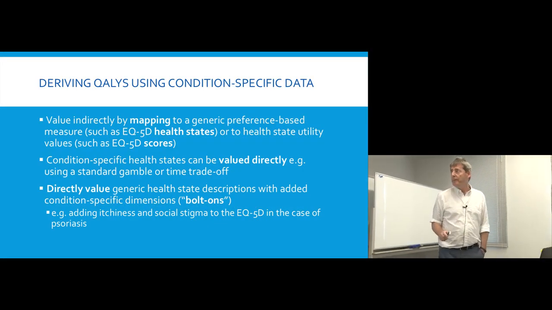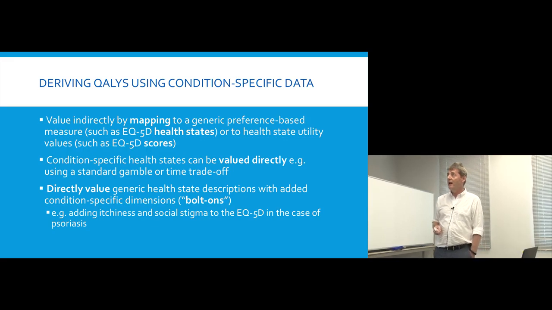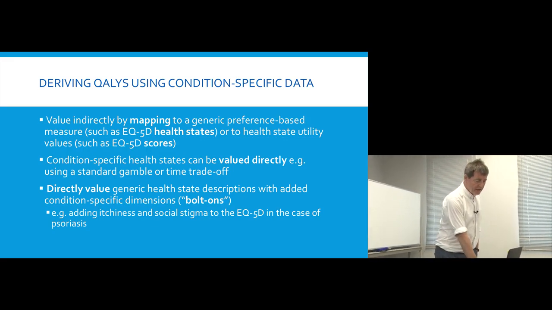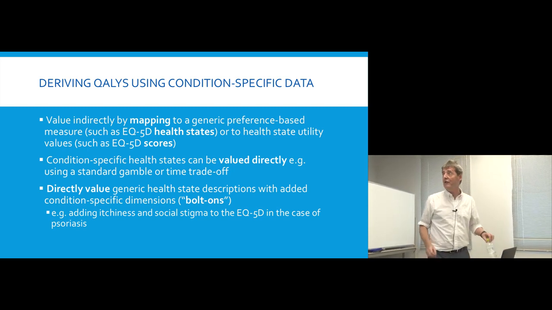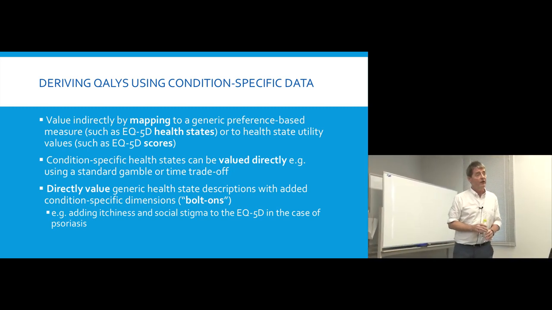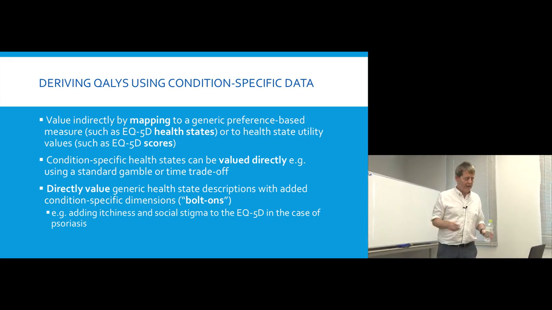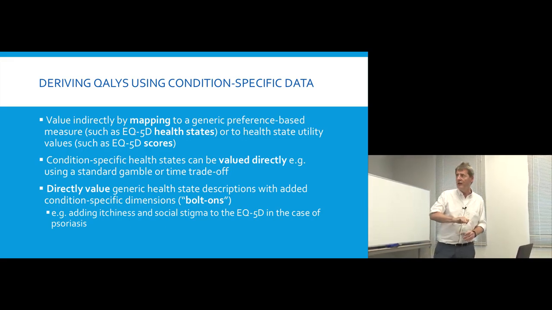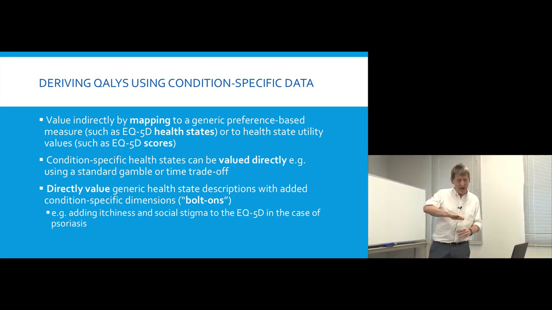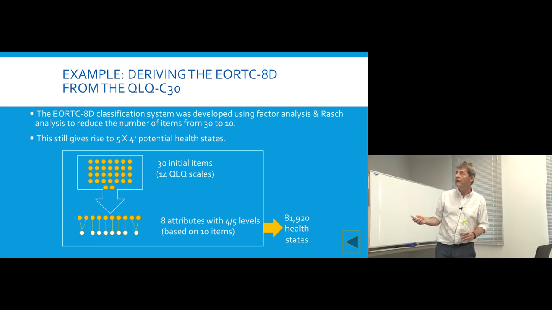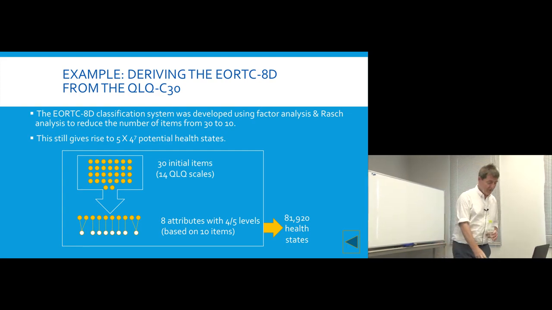Right. The alternative way of using condition-specific data is to generate QALYs directly. So describe the condition-specific health states and then use time trade-off or standard gamble or any other elicitation method in order to derive the weights that allow you to calculate the QALY. I'll give you one example of this, sticking with the cancer.